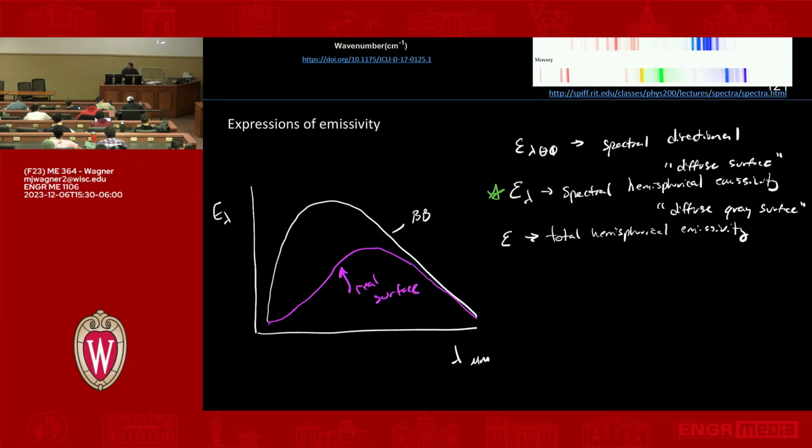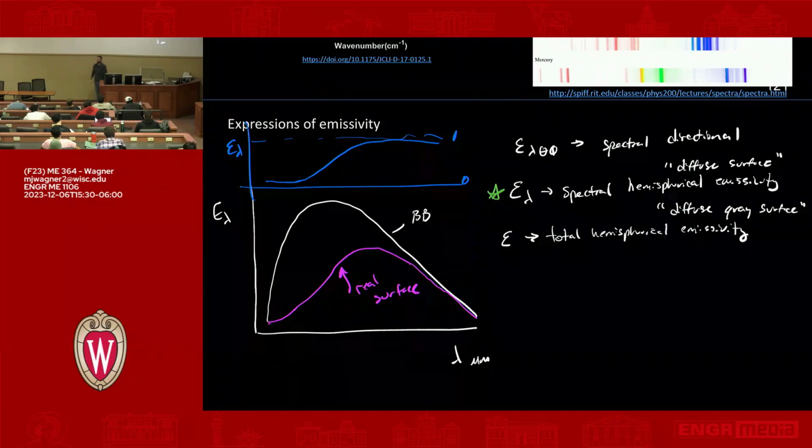I didn't leave myself a lot of room, but let's say I'm going to plot emissivity as a function of wavelength. That might look something like this: over here it's really low, and then as it goes up it maybe looks something like this, where this is 1 here and this is 0 here. So this is maybe a characteristic of a real surface that you experience, where you have some function to account for the transition in emissivity.